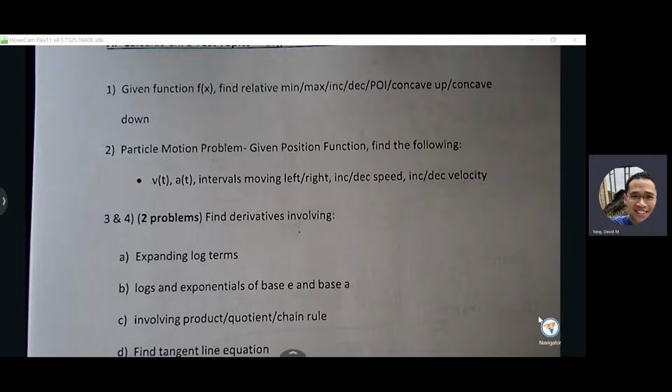But I want to give us a little bit more spacing. So our test is going to be next Tuesday.